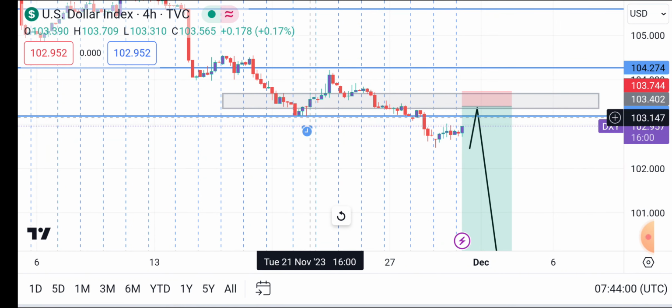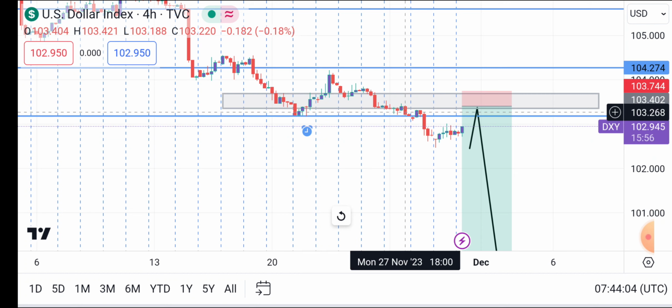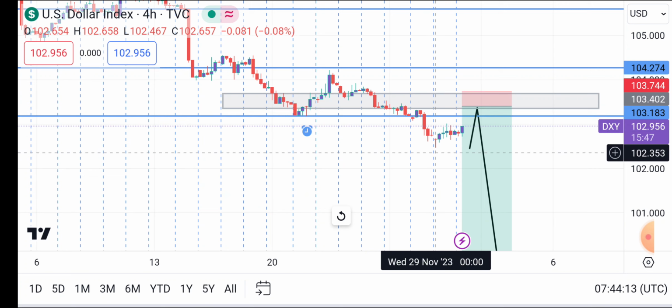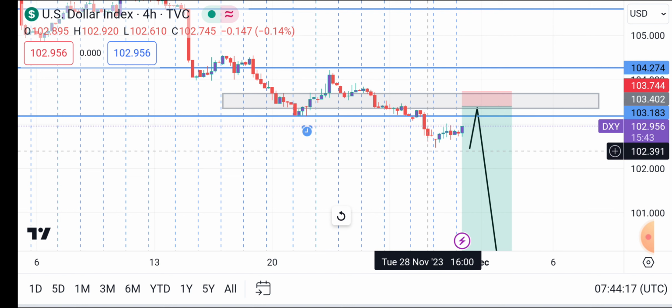This zone right here, we have a low of 103.230 dollar region and a low at 103.198 dollar region. So the latest low was this one that price broke out of. So with this impulse, we anticipate that we get a pullback on the dollar index.